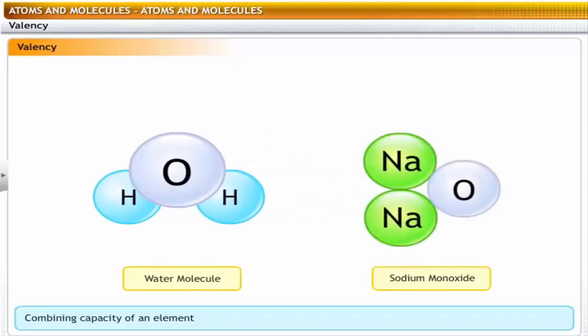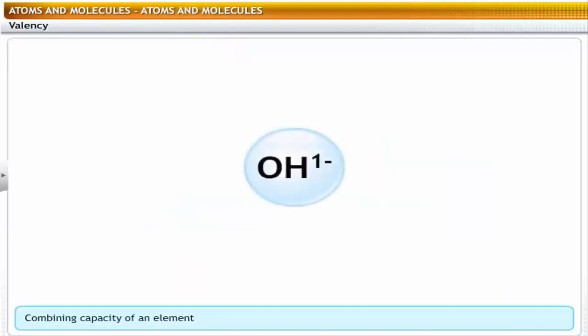Similarly, sodium monoxide has 2 atoms of sodium and 1 atom of oxygen. Thus, the combining capacity of sodium is 1 and oxygen is 2. Here the compound is formed by 2 different elements, and such compounds are called binary compounds. Some compounds have more than 2 elements or a group of elements as ions. For example, an OH ion. It consists of hydrogen and oxygen atom, and its valency is 1.